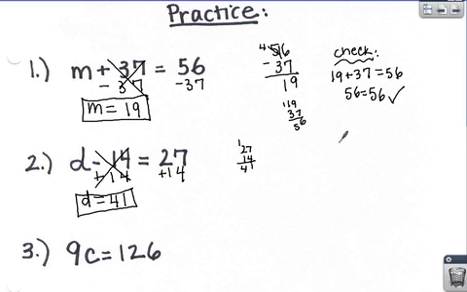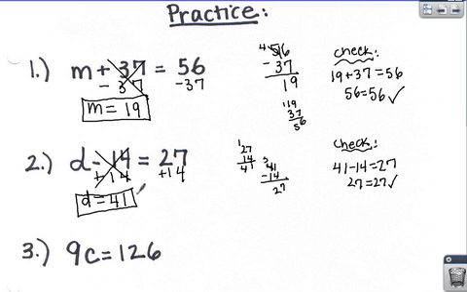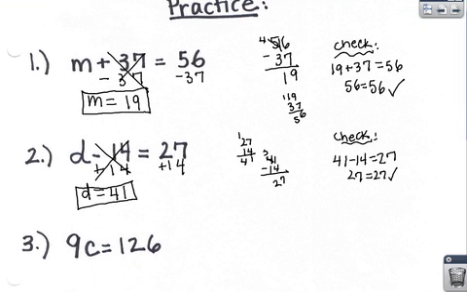Now if I want to check this, I could plug in 41 for d and see if it's true. So 41 minus 14 does give us 27. 27 does equal 27, so therefore d does equal 41.